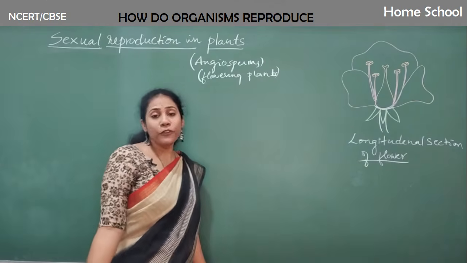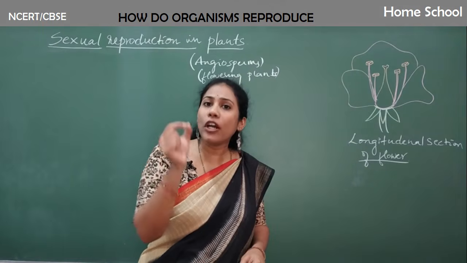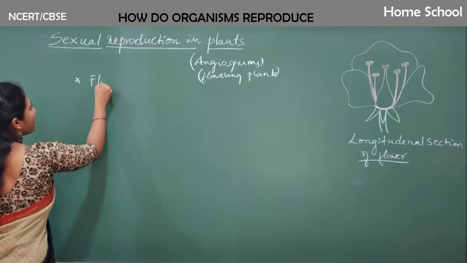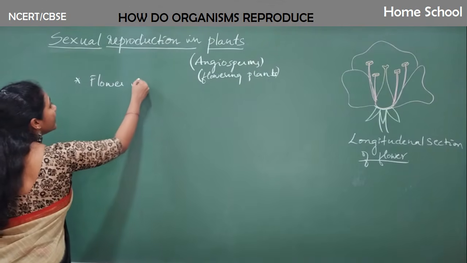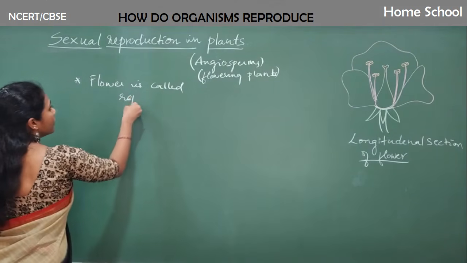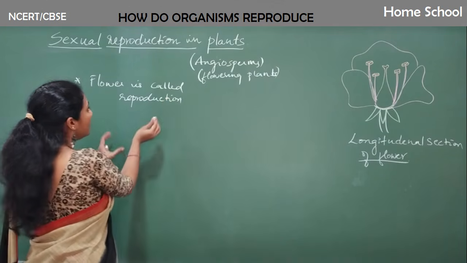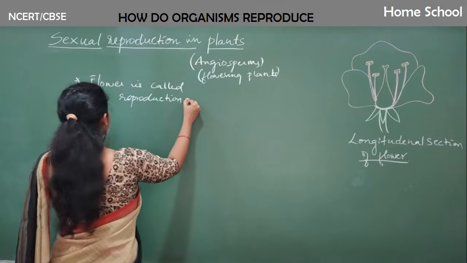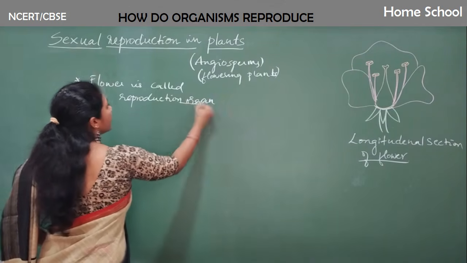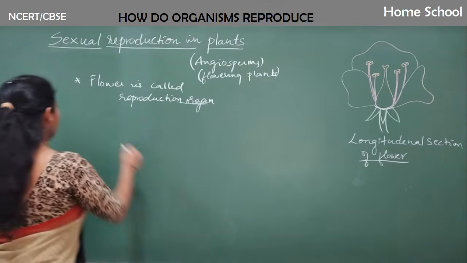Usually if you take a plant or a tree, the flower is the reproductive organ. Try to remember, the flower is called the reproductive organ in a plant. The entire reproduction takes place in an organ called the flower. That's why it is called the reproductive organ. Now let us study the parts of a flower.